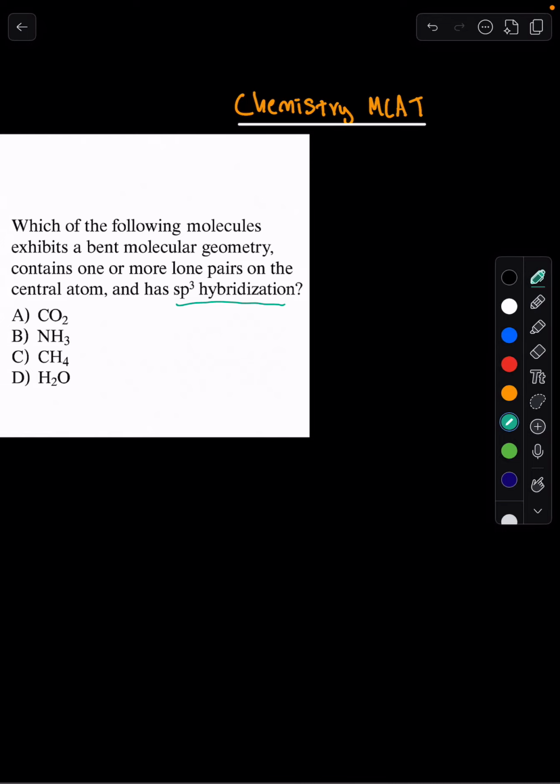MCAT question. Let's go. Which of the following molecules has a bent molecular geometry, contains one or more lone pairs on the central atom, and has sp3 hybridization? So let's start by drawing the Lewis structures of each of these molecules.